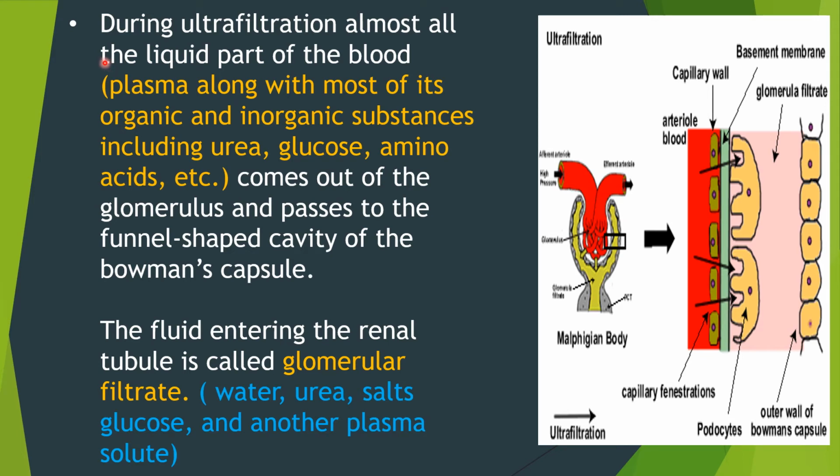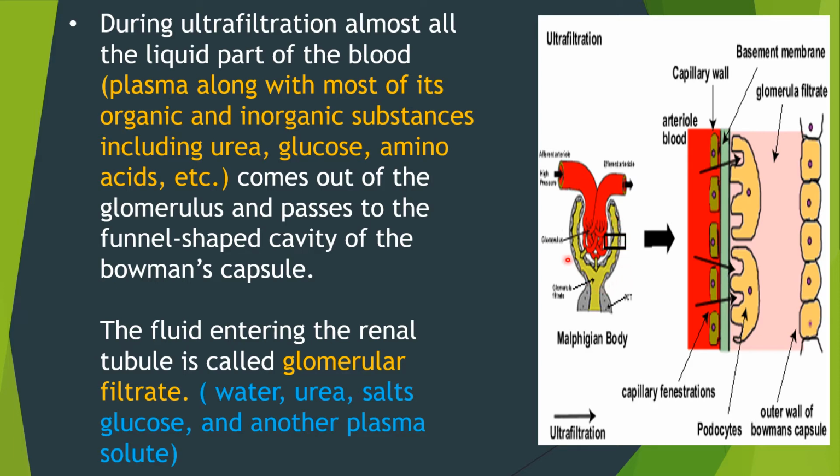What will happen at the time of ultrafiltration? During ultrafiltration, almost all the liquid part of the blood comes out of the glomerulus. From the glomerulus, this liquid part of blood passes into the funnel-shaped cavity of the Bowman's capsule. Here, the fluid enters the renal tubule.